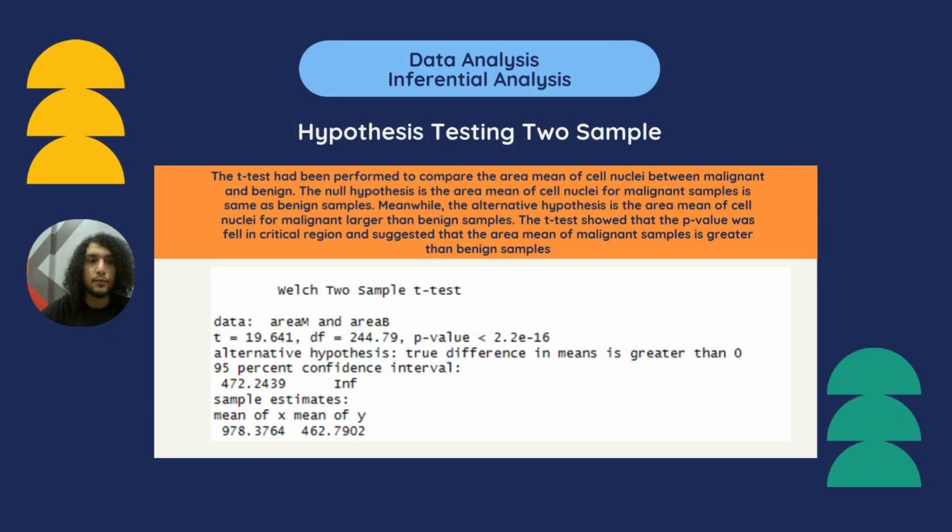Then next we move to the hypothesis test. Basically, we have two samples to be tested. A t-test was conducted to compare the area mean of cell nuclei between malignant and benign samples. The result showed a statistically significant difference, indicating that malignant cells tend to have a larger area mean than the benign sample.